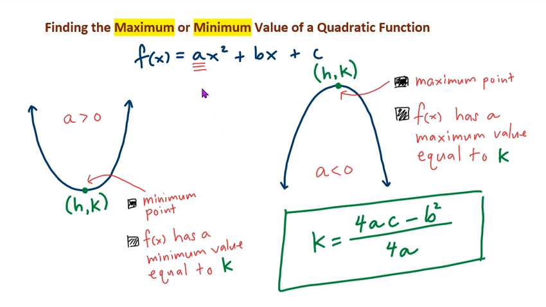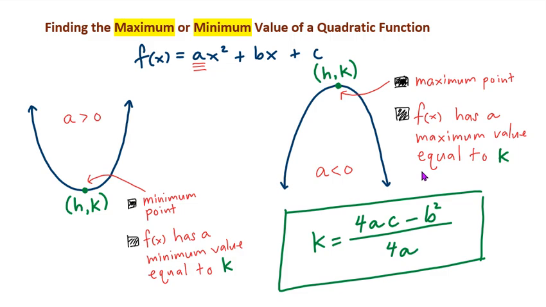Now, if the leading coefficient a is less than 0 or negative, the parabola opens downward, and the vertex with coordinates h, k is now described as a maximum point. And so if the parabola has a maximum point, the function f has a maximum value equal to k.